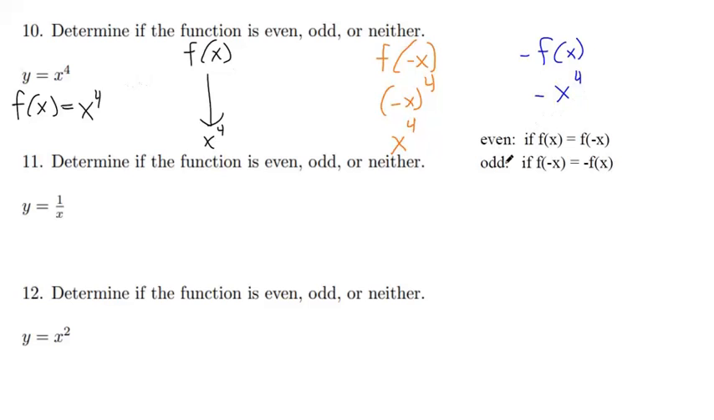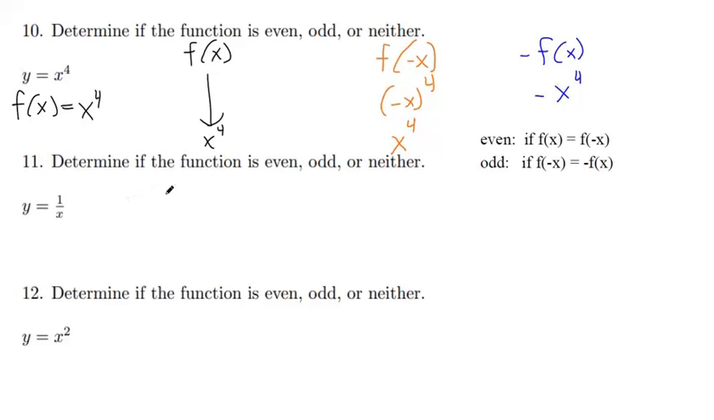We can check the odd condition too. Does our result for f of negative x equal negative f of x? So does this equal this? No, they're not the exact same thing after simplifying, so it's not odd. If it's even, it can't be odd. If it's odd, it can't be even. And that's it, we're done. That's it for that one.